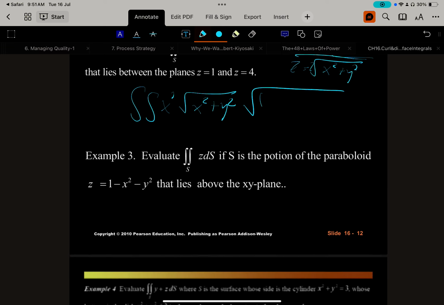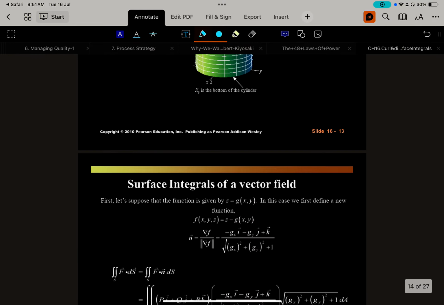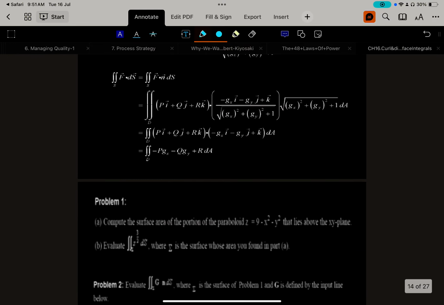Okay, and that's it. I think that's all. So we covered everything: this is the surface integral and the other integrals.